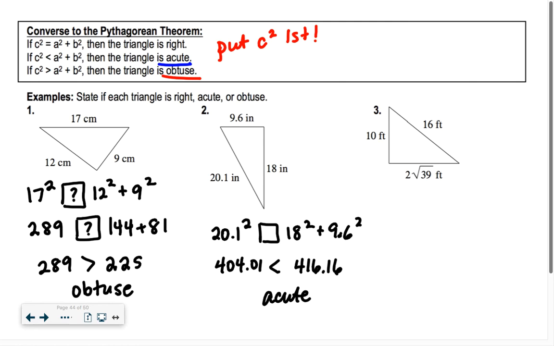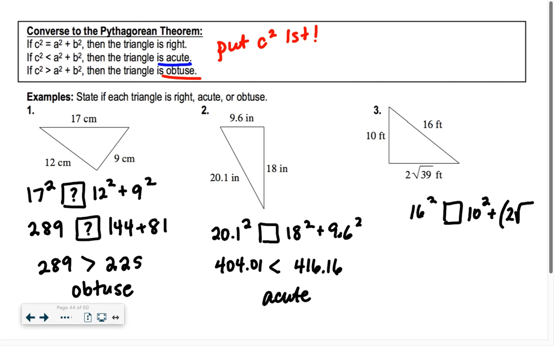So we have 16 squared. I don't know. Is 16 bigger than 2 root 39? Let's put 2 root 39 in our calculator just to make sure. 2 root 39 is around 12.489 something. So it's bigger. Just because it looks like it, we don't know. Sometimes things aren't drawn to scale.